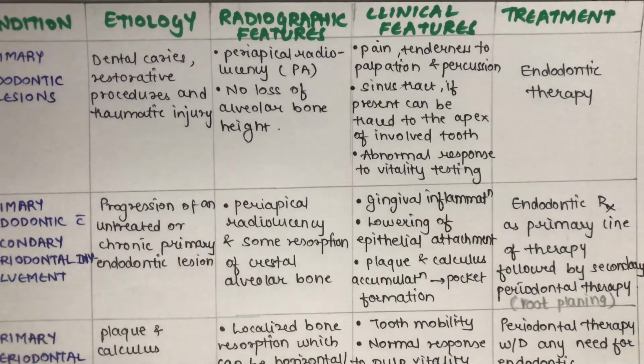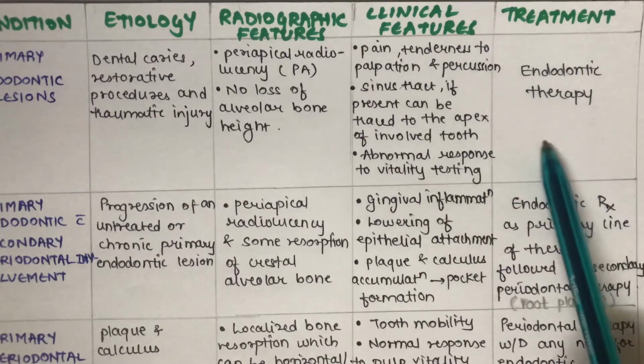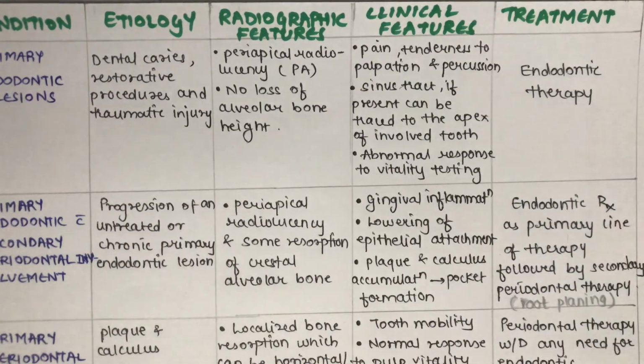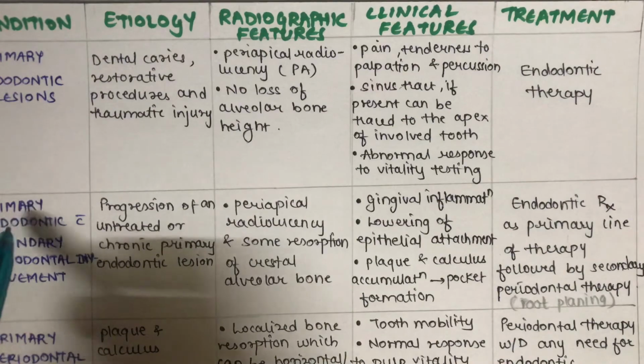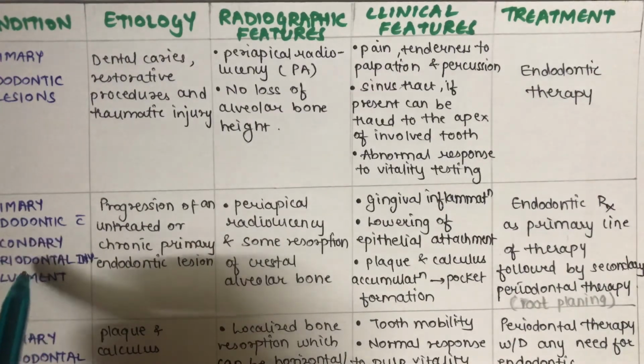And if a sinus tract is present, then it is traced to the apex of the involved tooth, and there is abnormal response to vitality testing. That means the endodontic lesion can be in a vital tooth or a non-vital tooth. If there is necrosis of the pulp, it will show abnormal response to the vitality test. So your tooth is non-vital, and the clinical feature for a non-vital tooth is that it will be asymptomatic. And as it is a primary endodontic lesion, the treatment is endodontic therapy, that is your root canal treatment.